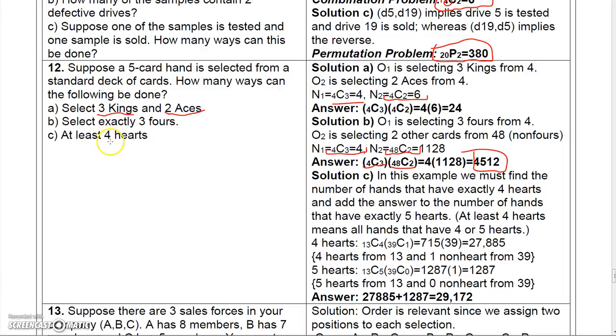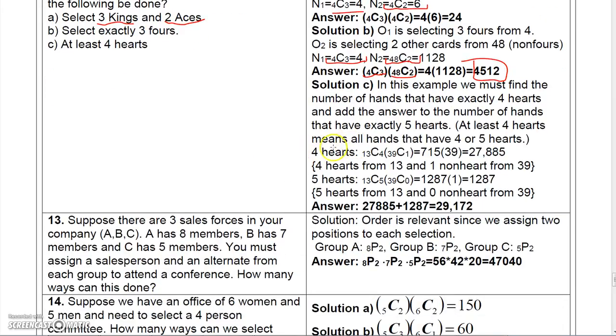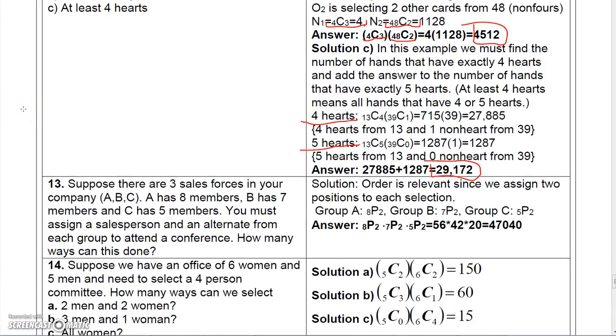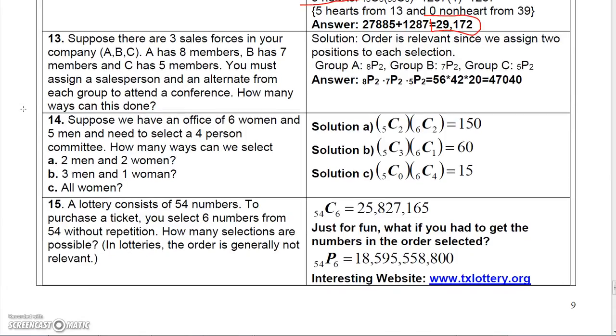The last one here, this one says at least 4 hearts. Well, when you do at least 4 hearts in a 5-card hand, you got to figure out how many hands have exactly 4 hearts and how many hands have exactly 5 hearts, and add them together. And that's what's tricky here. So you have 27,885, because you do 13 hearts choose 4 and 39 non-hearts choose 1, and multiply those together. And then for 5 hearts, you just do 13 hearts choose 5. You can write 39 choose 0, but you don't have to, since that's 1. And then you add those two together. And so the total number of hands that have at least 4 hearts would be 29,172.